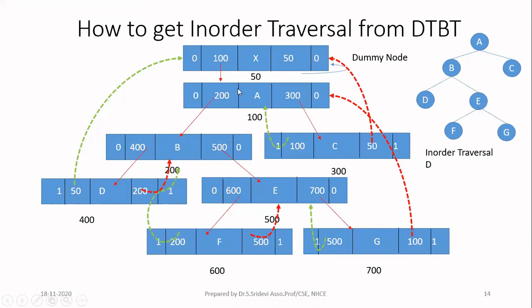We are traveling only with the help of these pointers. We are not doing anything else. Now I have printed D. Once you print the value of a node, after that, you see your right child. Here, the right child is 1. When the right child is 1, it means that it is a thread. The value of the in-order successor is stored in the right pointer.